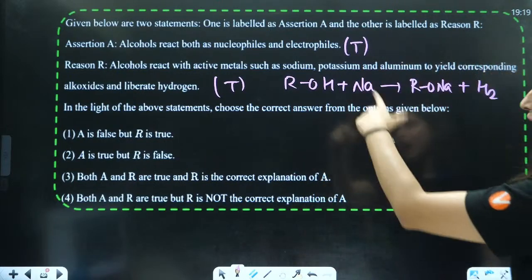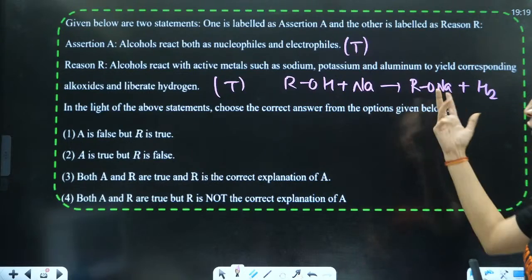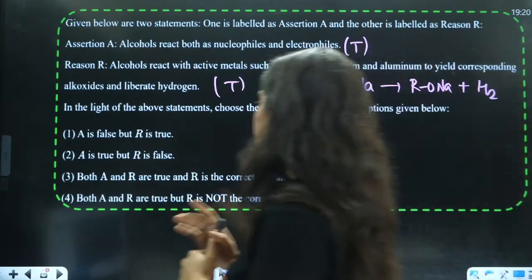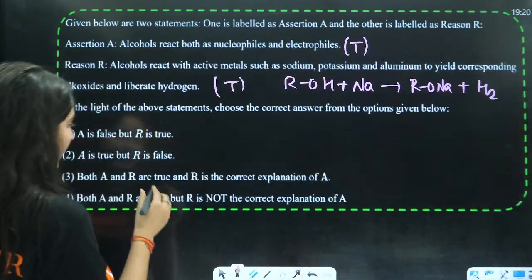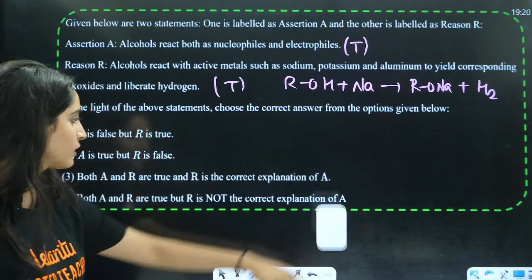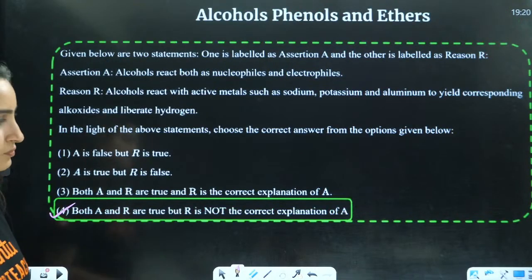Now, can I say they are related to each other? Why does alcohol react with metal to give RONa? It has nothing to do with nucleophile and electrophile. So the answer is both A and R are true, but R is not the correct explanation. So the fourth will be the correct answer, right?